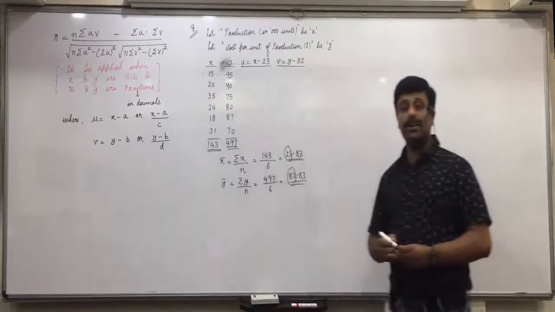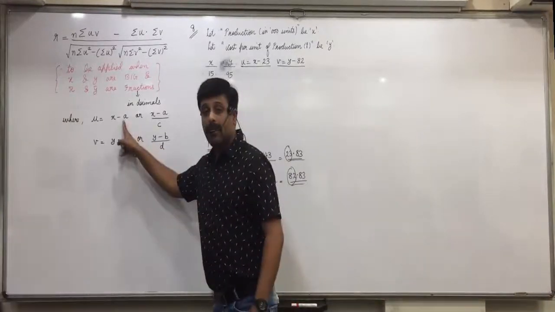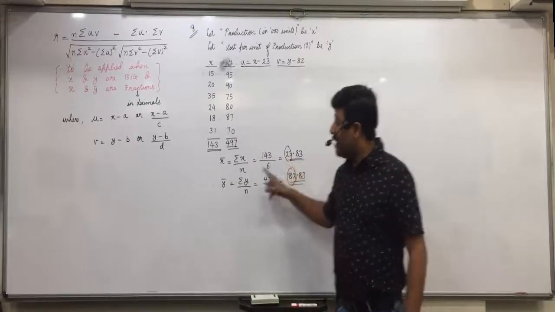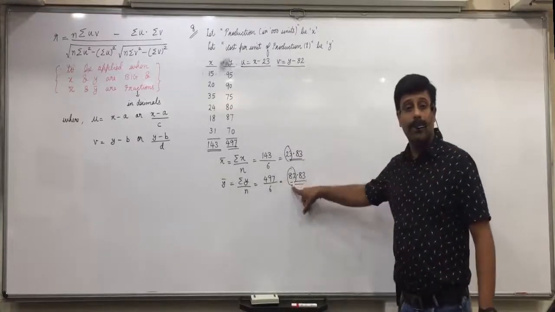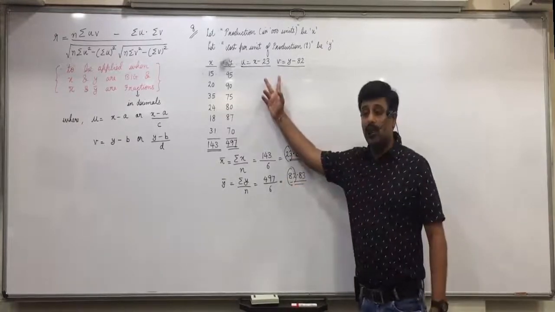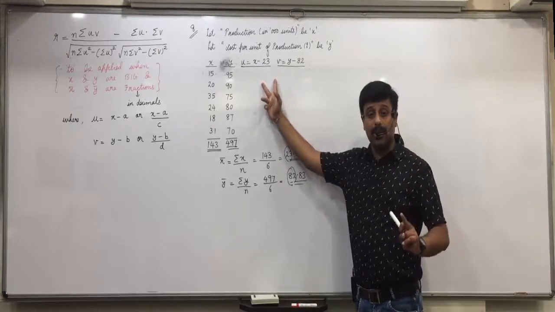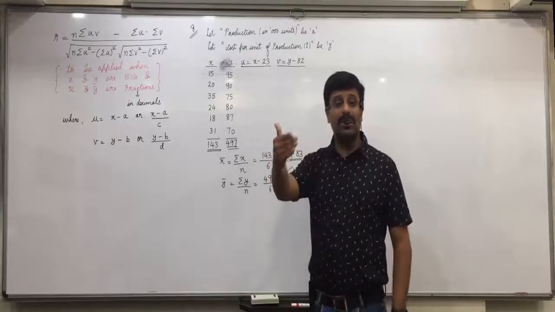Raise your hand who did not understand this. Okay, x minus assumed mean, and what will you take this assumed mean? 23. Y minus assumed mean, and what do you take this assumed mean? 82. Raise your hand who is not clear with u and v, because I'll ask you u and v in the next questions. You have to tell me how to take that. All are clear? Now same procedure as yesterday.